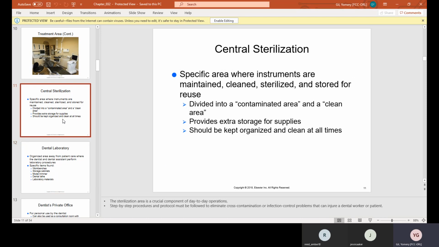And there you can also find extra storage for supplies. You can find extra instruments. You can find extra supplies if you don't really have a supply room per se. And it should be kept organized and clean at all times, just because it's easier to find, especially if you have to walk out of a procedure and you have to go really quickly. That's why it needs to be kept organized, so you can find things quickly.